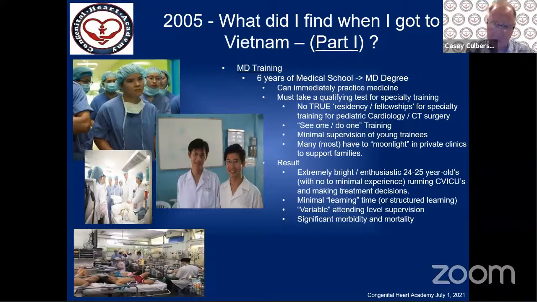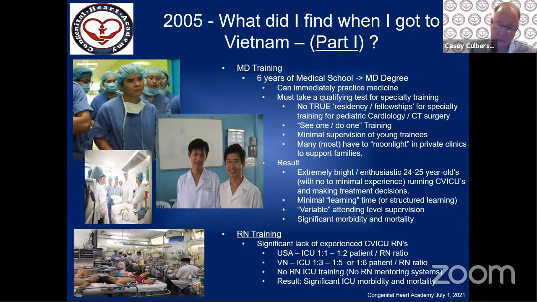So the result of that was you had extremely bright, enthusiastic 24 and 25-year-olds who literally had no experience running cardiac ICUs and making treatment decisions. They had kind of minimal learning time or structured learning. There was variable attending level support because they were also running out the door to do clinics. So what ended up was significant mortality and morbidity.